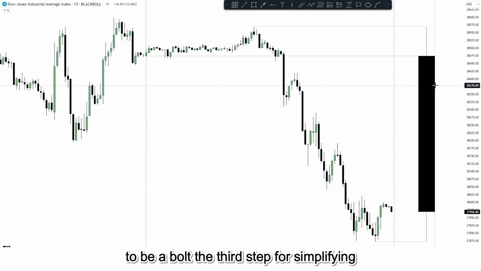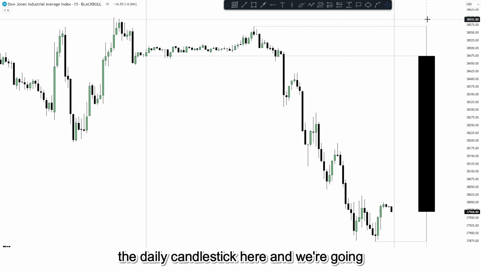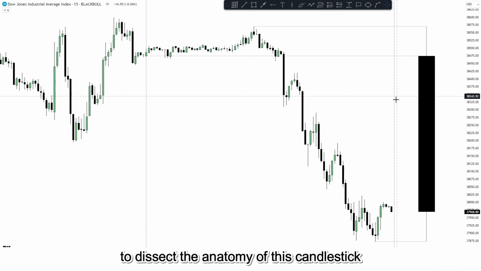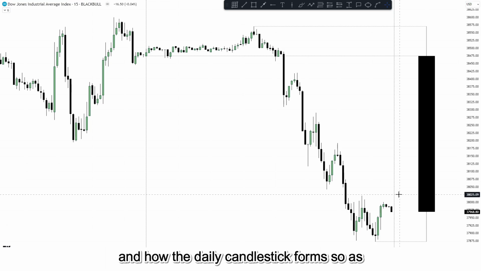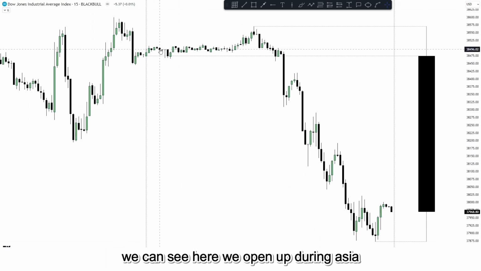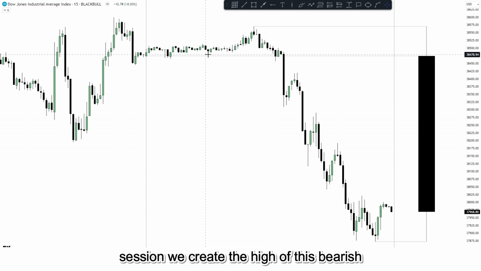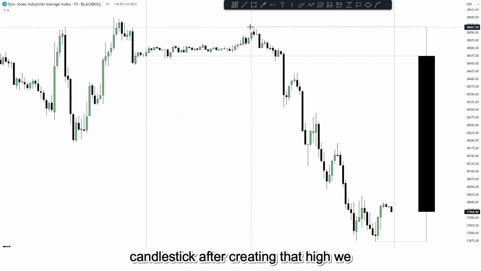The third step for simplifying bias is daily profilings. We're looking at the daily candlestick here, and we're going to dissect the anatomy of this candlestick and how the daily candlestick forms. So as we can see here, we open up during Asia session, we create the high of this bearish candlestick.